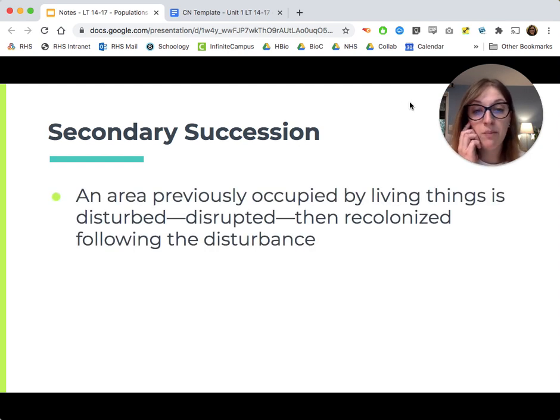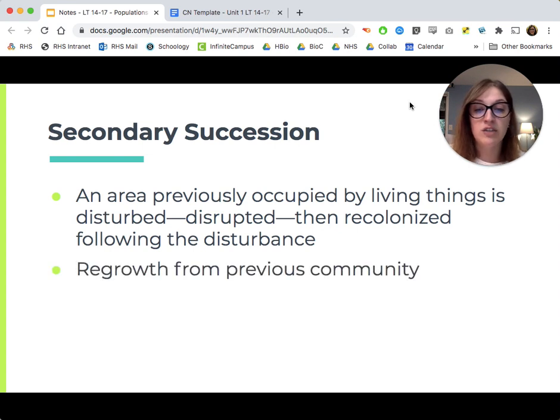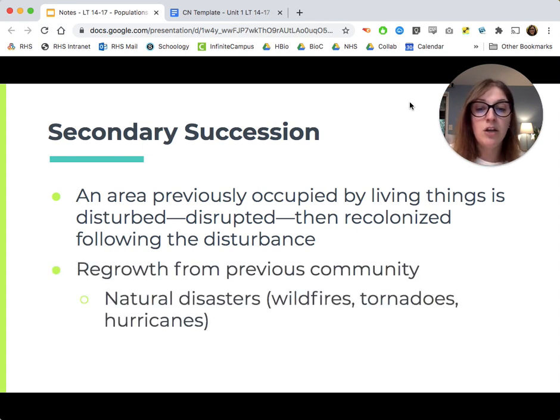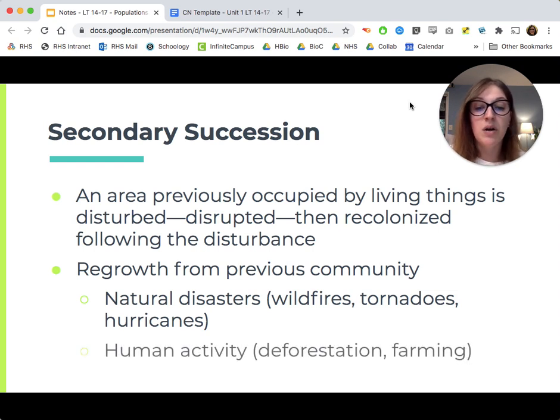If there's an area previously occupied by living things and it's disturbed or disrupted, then recolonized, this is secondary succession. So again, as I mentioned, it's regrowth from the previous community, usually as a result of natural disasters such as wildfires, tornadoes, hurricanes, but also human activity, for example, deforestation and farming. So these are all examples of things that damage an ecosystem or disrupt it, but the soil is still there, and the plants and grasses still have root systems and there's seeds in the soil that can then allow for regrowth.